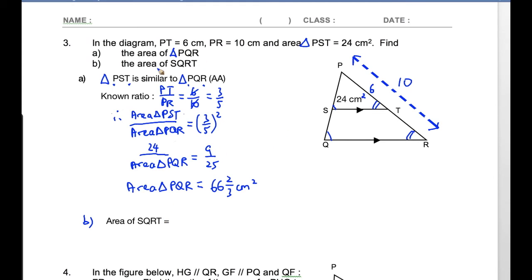Next, we need to find the area of the trapezium. The area of the trapezium is just simply the area of the big triangle PQR minus the area of PST. That is, PQR is 66 and 2/3 minus 24, which gives us 42 and 2/3 cm squared.